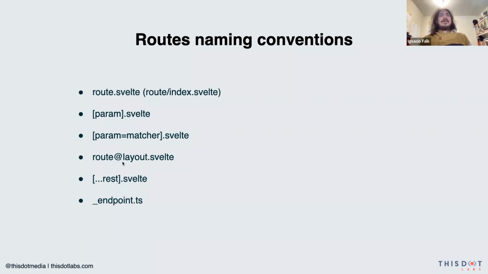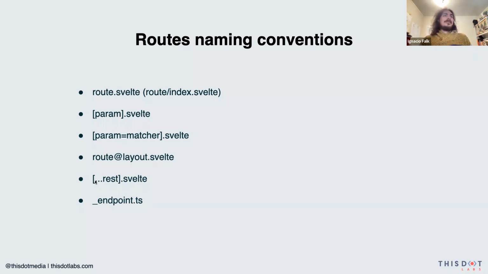Then we have this route at layout. This is about named layouts. So you have a layout named green. You can do route at green and render something with a green layout. Route at blue, same thing. And then you can have layout at layout. So you can have a green layout that inherits from a red layout and start building your layouts like building blocks.